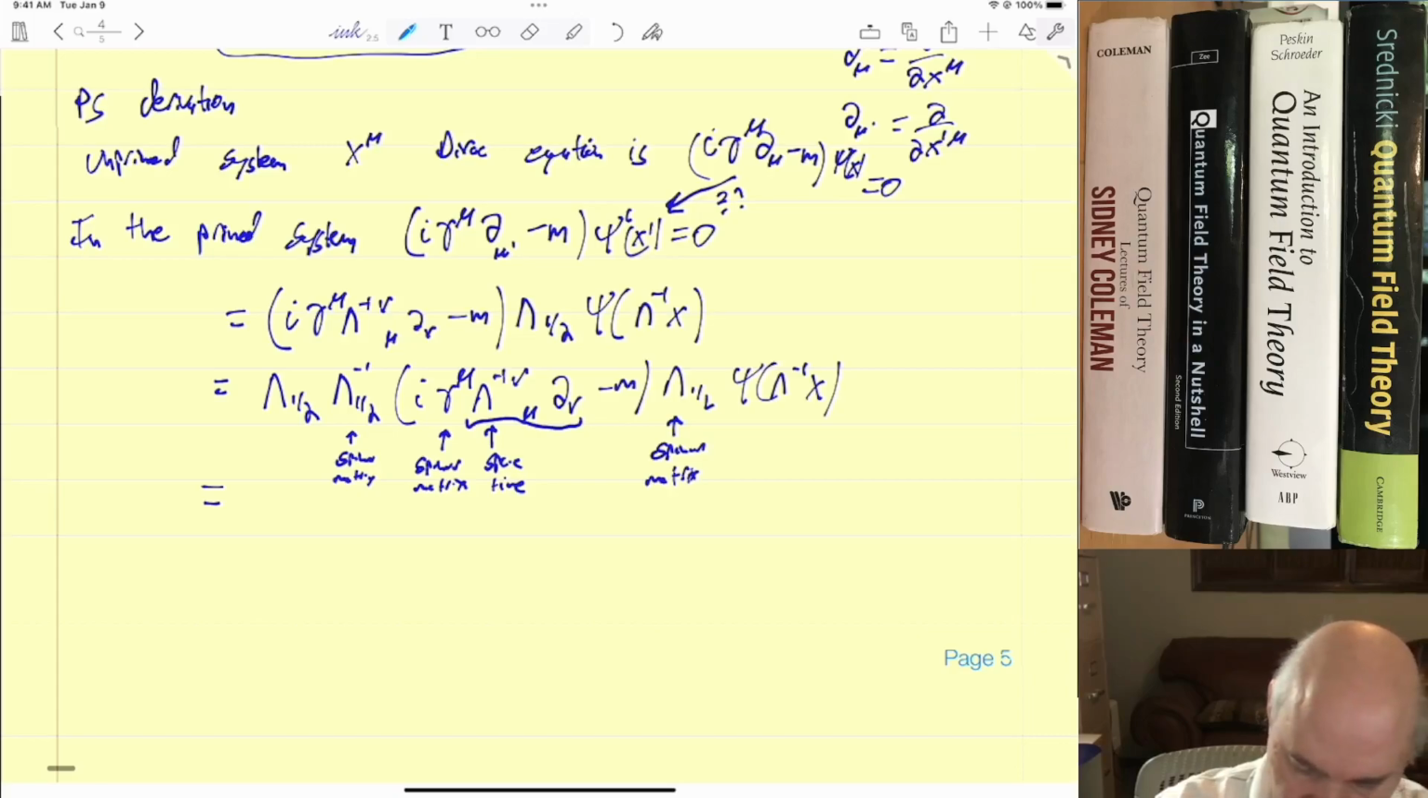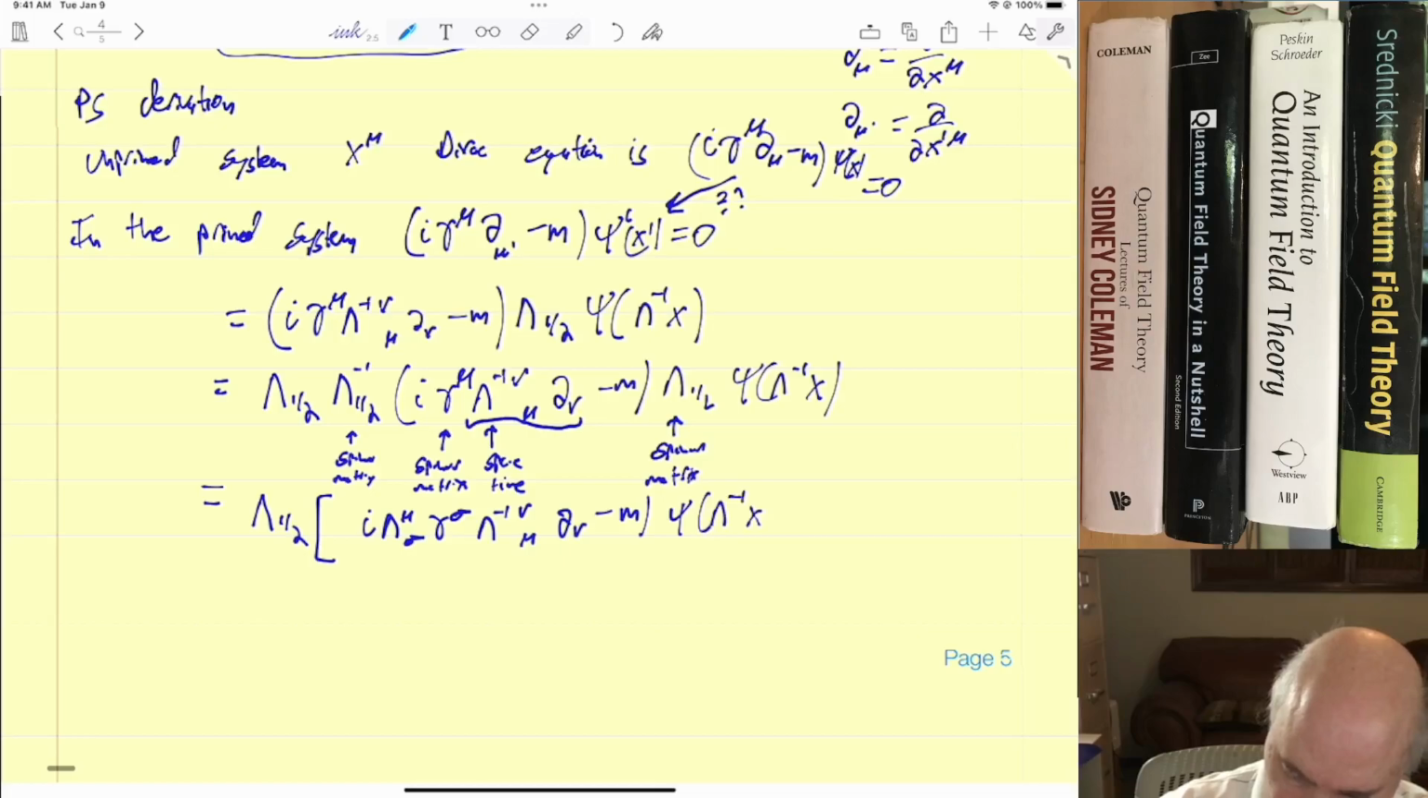And we use that identity that I said before was a crucial identity. And so now we get lambda to the 1/2 times i lambda mu sigma gamma sigma lambda inverse nu mu partial with respect to nu minus m psi of lambda inverse x. Okay, so on the m term, you can see that this lambda to the 1/2 and the previous lambda to the 1/2 inverse cancel. On the spinor term, the more complicated term, we use that identity which transforms this into a space-time Lorentz matrix.